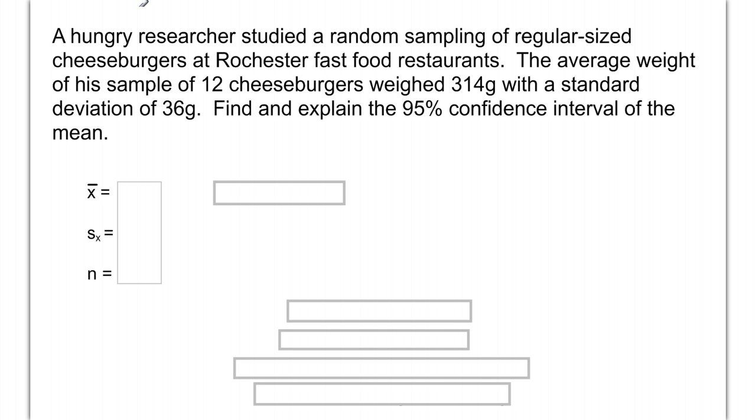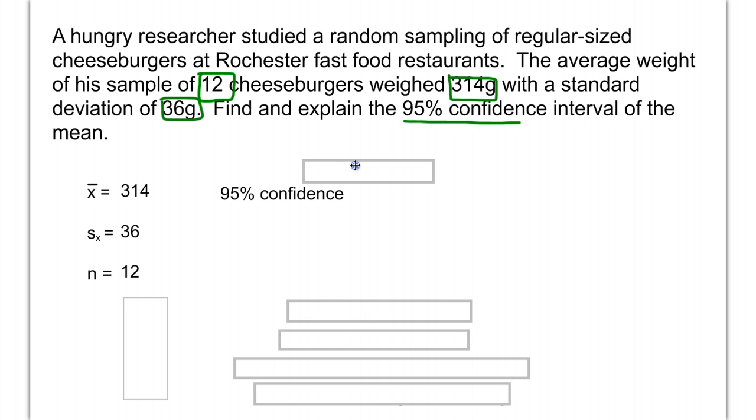Well, let's figure out what data we have here. We have a sample of 12 cheeseburgers. We have an average weight of 314 grams, and we have a standard deviation of 36 grams. So as far as figuring out what data values we have to work with, x bar, our average, is going to be 314. Sx, our standard deviation, is going to be 36. And our sample size is going to be 12. And how confident do we want to be? We want to be 95% confident. So our C-level is going to be 0.95. So let's go to our calculator.